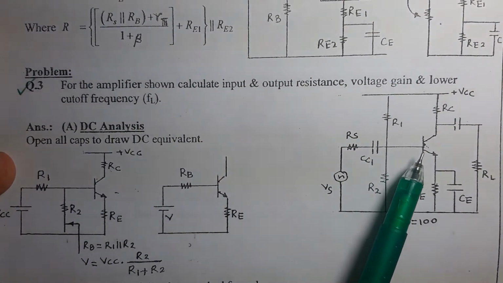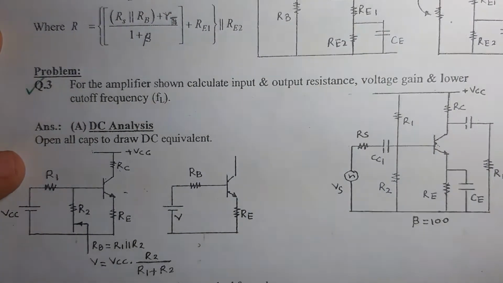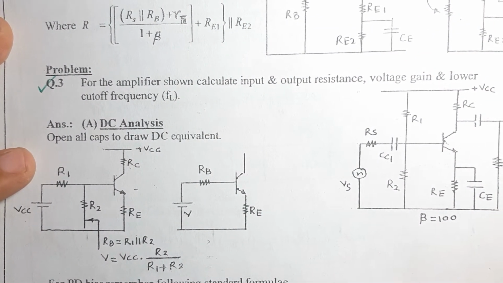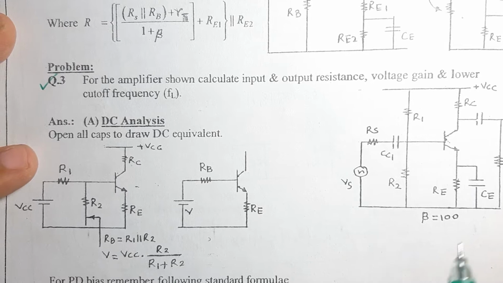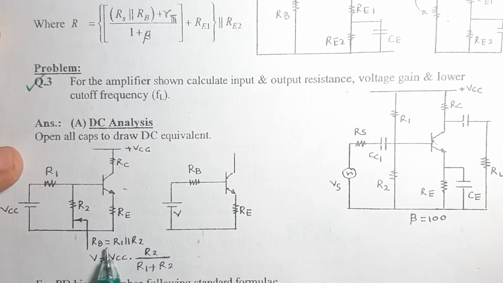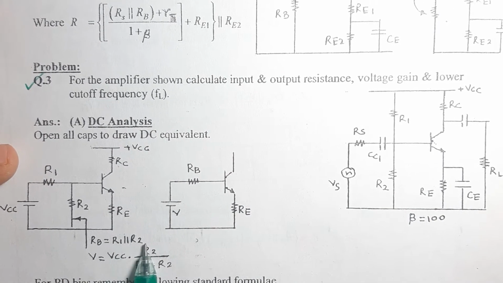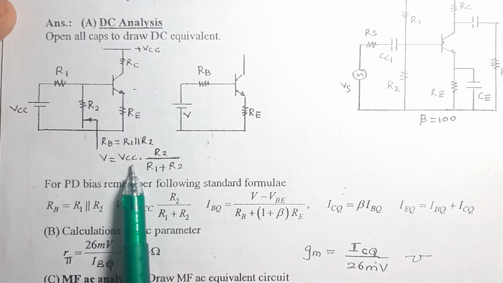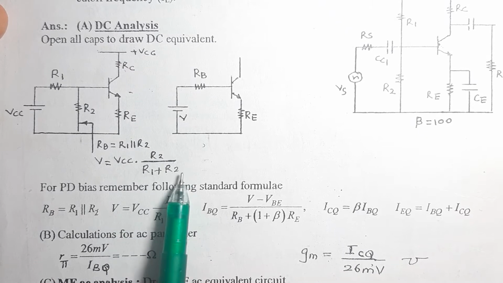In other words, this is nothing but like a mother circuit. So a mother circuit is expected over here, and Maa ka Ashirwad is also expected. Your RB will be given as R1 parallel R2, and your V will be given as VCC into R2 upon R1 plus R2 over here.